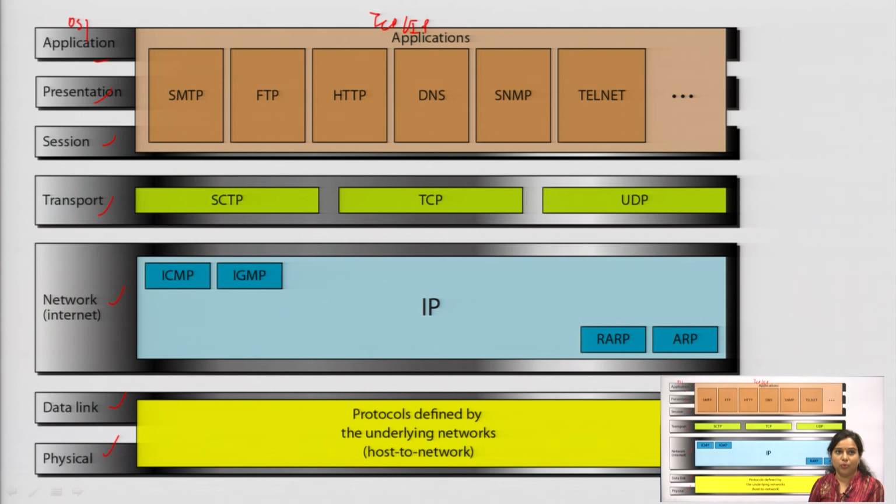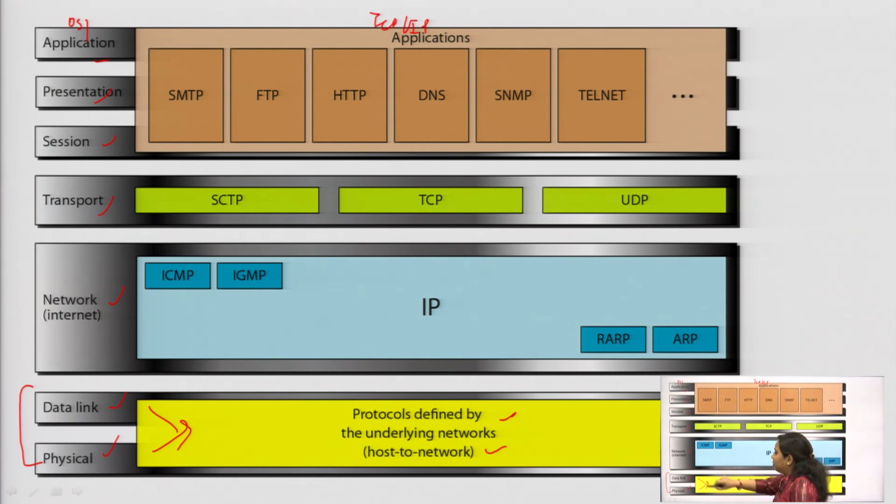So, this is about the OSI model. In the case of TCP/IP, as you can see, the addition of the physical and data link layers of the OSI model will map to the protocol defined by the underlying network, that is host to network. This is the first layer of the TCP/IP. In another way, you can say that the combination of physical and data link layers will make up a single layer, known as the host to network layer.